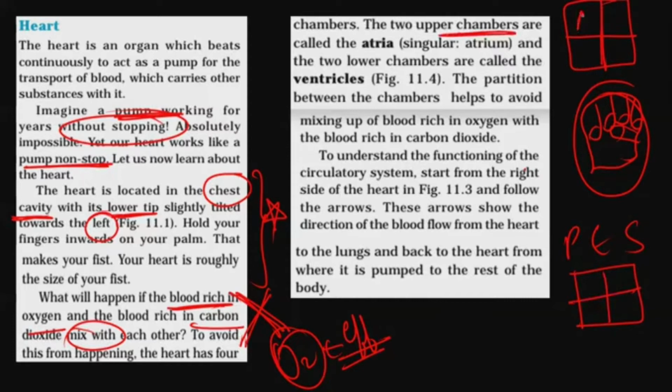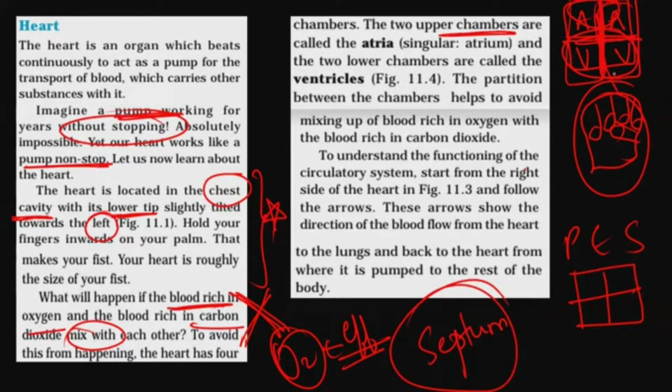Upper ones are known as atria, and the lower ones are known as ventricles. We have two atria and two ventricles, left and right, arranged in this way. You can see them arranged like this, separated by something known as a septum. We have a septum here and here as well. This partition helps to avoid mixing up of blood rich in oxygen and blood rich in carbon dioxide. As I said, there is a cardiac cycle.